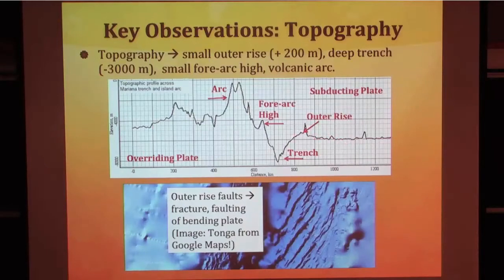Here you can see this bulge of the outer rise, which is very typical in most subduction zones. It varies in height, width, and curvature. Then you have the trench, the deepest feature, going down to more than 10,000 meters in some parts of the Marianas Trench. Then there's this forearc high, which is not totally understood. Then you have the arc, and then the overriding plate, which in some places has a back arc basin, which I can't remember whether it's here or here.